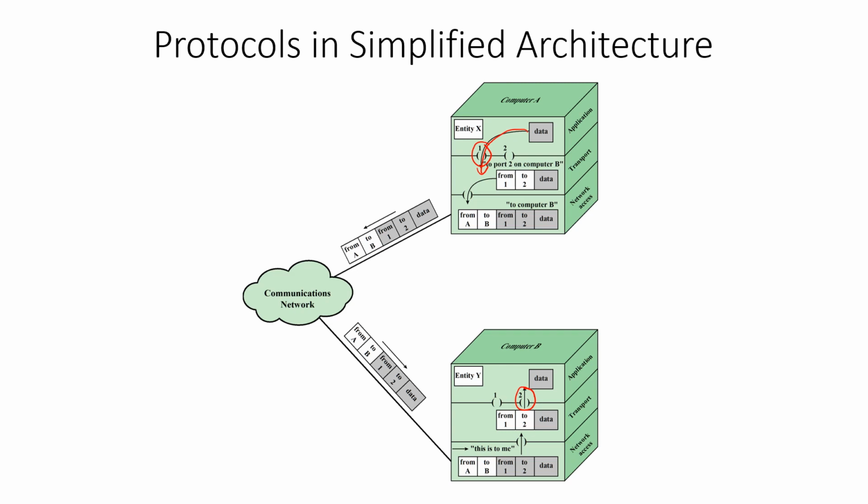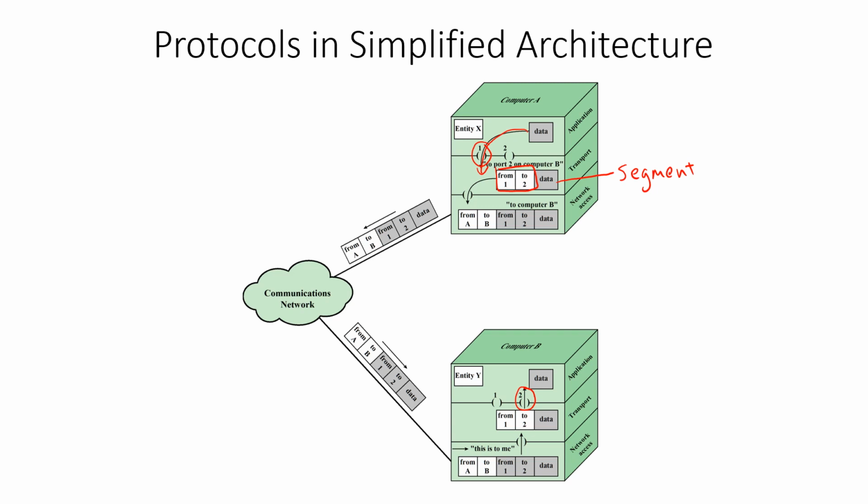Each of these pieces appends a transport header containing protocol control information. This is known as encapsulation. The combination of data from the next higher layer and control information is known as a protocol data unit, or PDU. In this case, this is a transport PDU, also known as a segment.